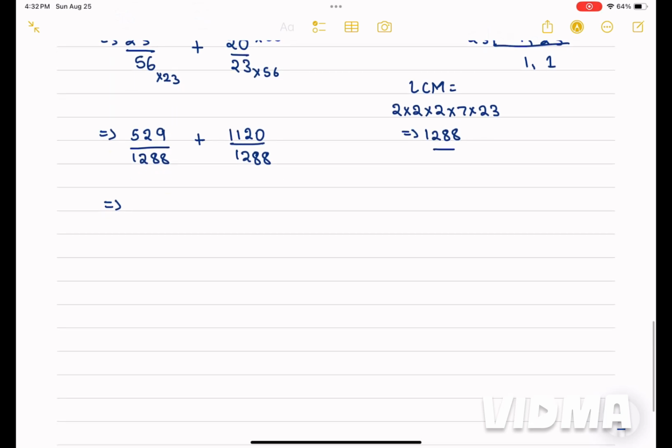Basically you add them over 1288, add them and simplify them, and that's it. You're done with your first problem of addition of fractions with different denominators.